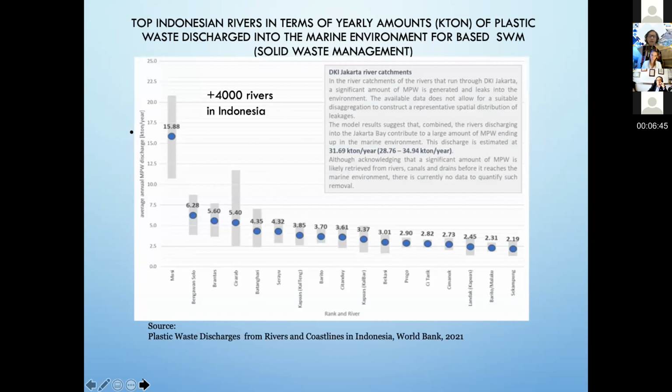I will show you the top 10 Indonesian rivers in terms of yearly amount of plastic discharged into the marine environment, based only on solid waste management. These are big rivers in Indonesia, mostly located on two islands, Java and Sumatra. You can see here that it is mostly in Java Island, because we have a very high dense population in Java Island.